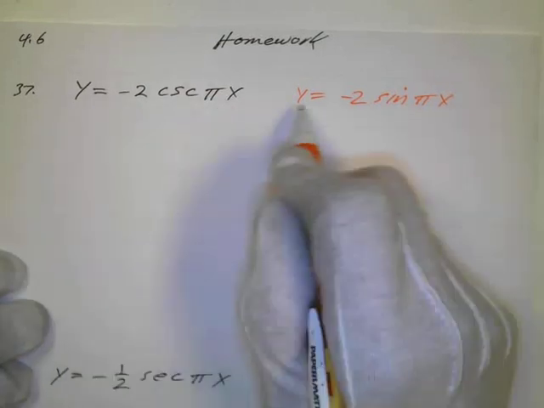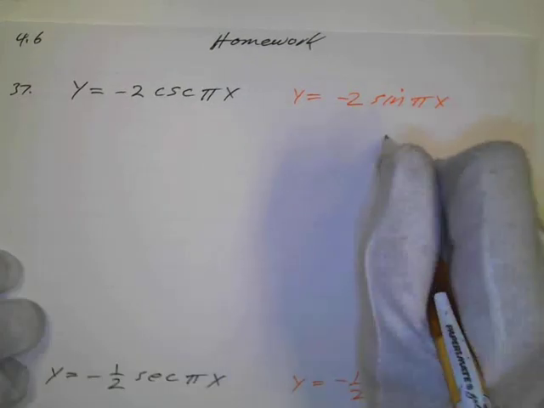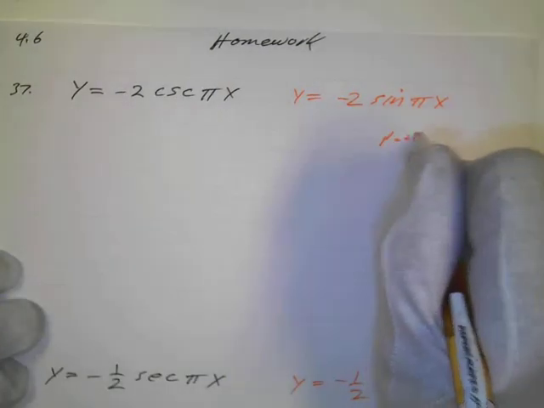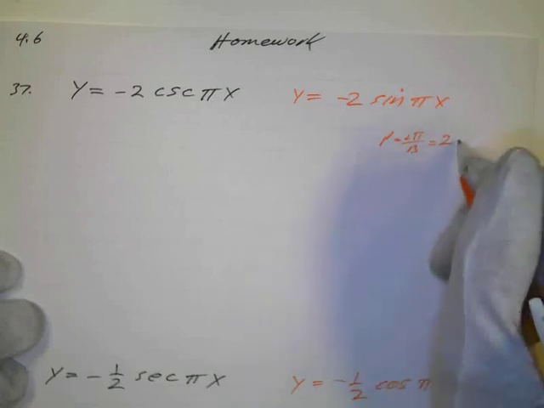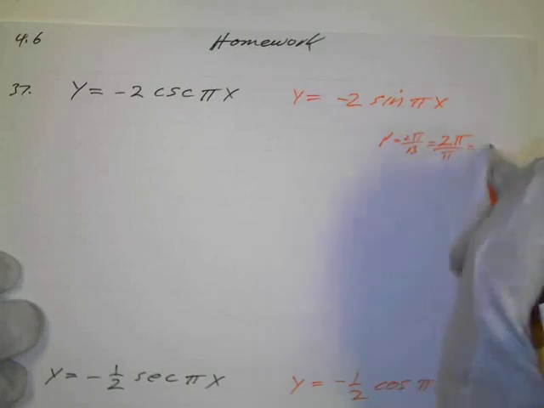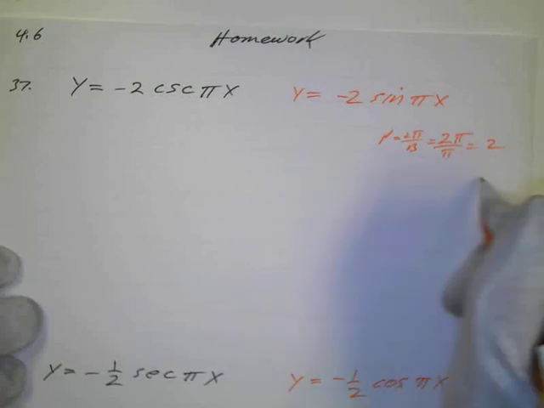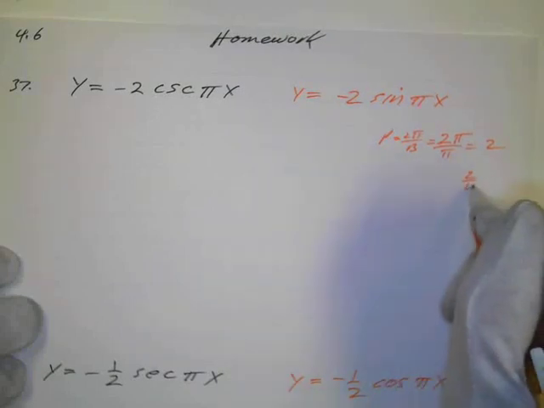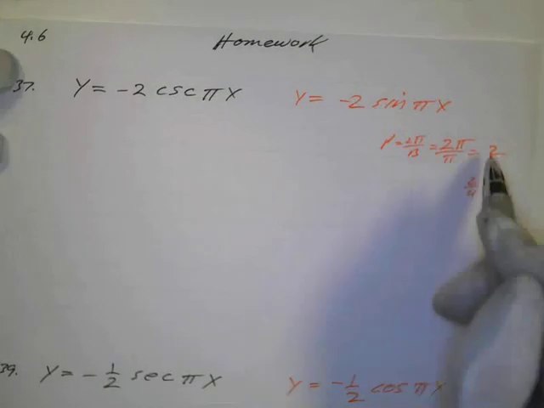cosecant of pi x. So I'll graph, first of all, y equals negative 2 sine of pi x. I got to figure out the period. The period is equal to 2 pi over b, and b is just pi. So my period's 2. And if I want to see my subdivisions, 2 divided by 4 is 1/2. So they're going to be 1/2. And I'm going to want to graph two periods, so I'm going to have to go to 4.